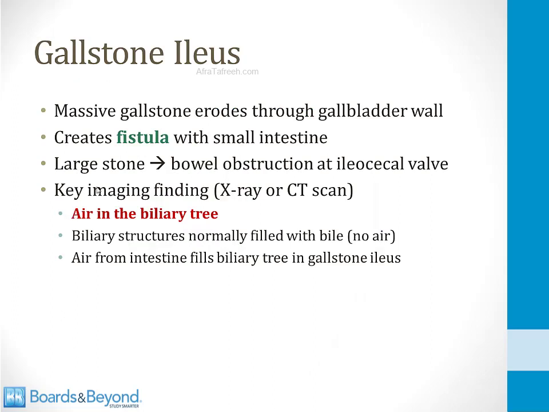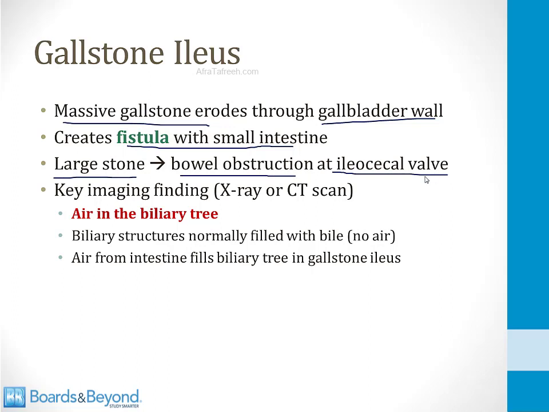Gallstone ileus is a rare condition where a massive gallstone erodes through the gallbladder wall and then into the small intestine, and it creates a fistula in the small intestine so that there is a connection between the gallbladder and the small intestine. It has to be a very large stone to do this, and usually they are so large that they cause a bowel obstruction at the ileocecal valve, which is the narrowest portion of the small intestine.